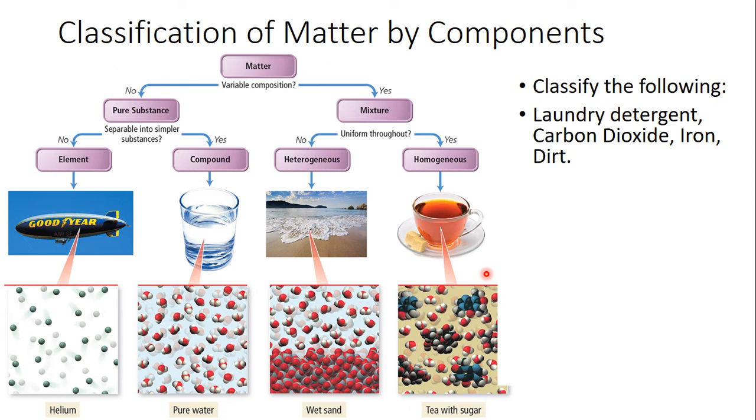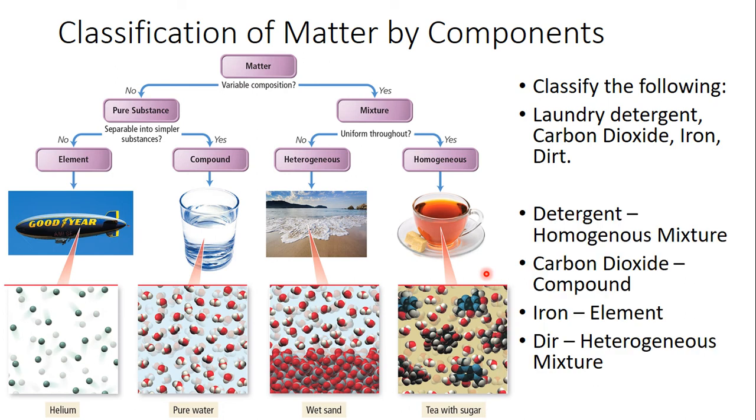All right, so the answers are: detergent is homogeneous. If you take detergent, no matter where you take a sample of that detergent from, it will be the same. Carbon dioxide is made up of one carbon and two oxygens. These can be broken down, so it is a compound. It's not a mixture because it's just carbon and oxygen bound together. Iron is pure, it's just an element. While dirt, or "dir" as I have it, sorry for the typo, is heterogeneous. It's made up of a lot of stuff, and where you take dirt from really matters.